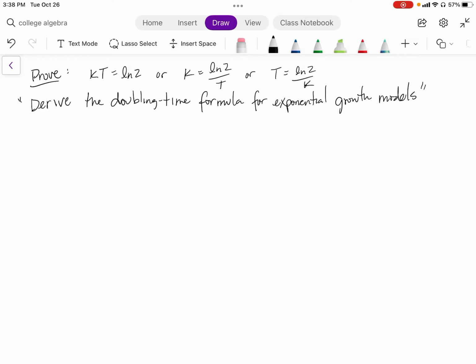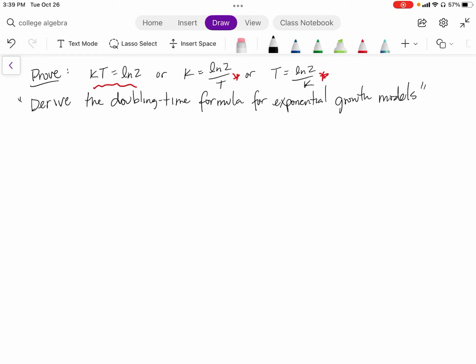All right, in this video, we're going to derive the doubling time formula. I have the results listed up top. Those are simple to manipulate to get each one, right? If I start with this original one and divide by k, I would have one of them. And if I divide by t, I would have the other. Another quick thing to mention is this is for exponential growth models. Not every function will have this doubling time.